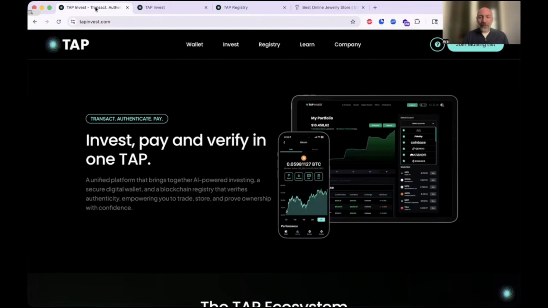Today we'll do a brief introduction of the TAP ecosystem. The TAP ecosystem is comprised of the TAP wallet, the TAP Invest platform, and the TAP registry. Let's start by looking at the TAP Invest platform.